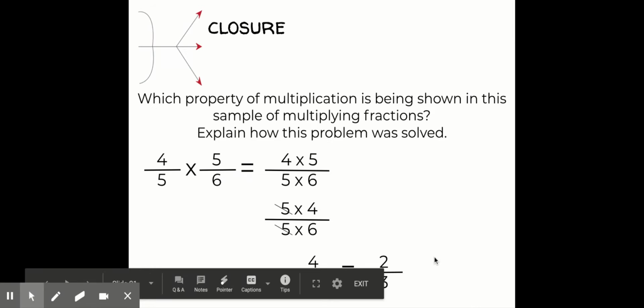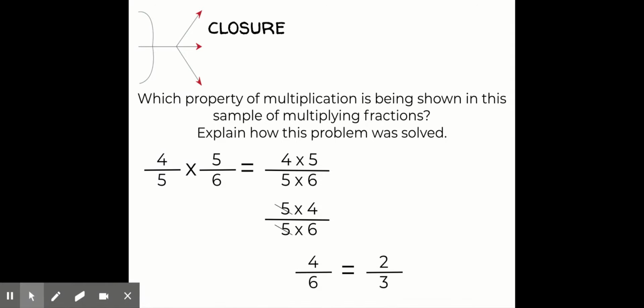I have one last question for you. Taking a look at this problem, which property of multiplication is being shown in this sample of multiplying fractions? I want you to look closely and then explain how this problem was solved. You can talk to someone next to you or you can write down your thinking. Go ahead and pause and see if you can find the property of multiplication that's being used, and when you're ready, come back to the video.